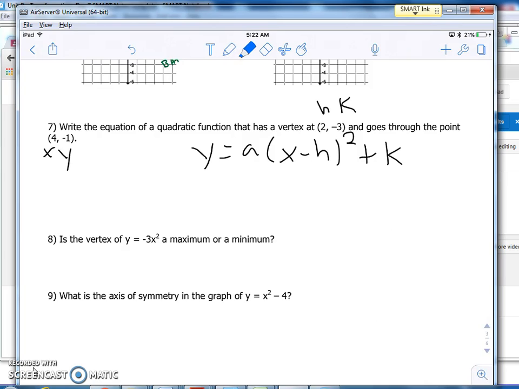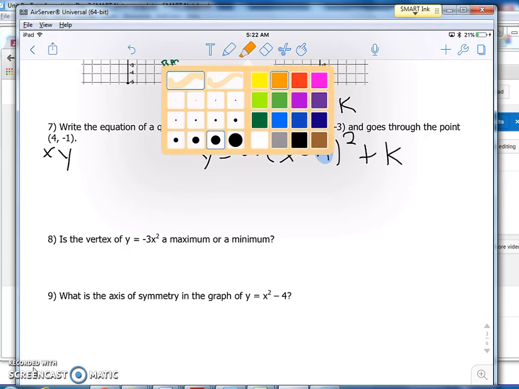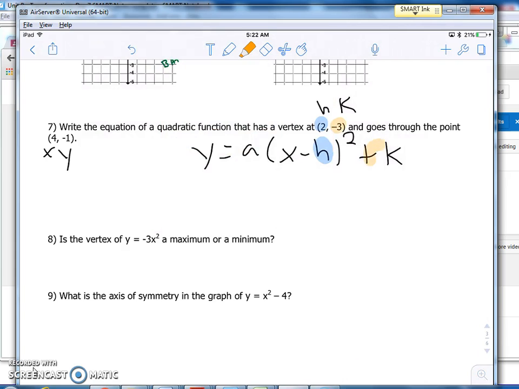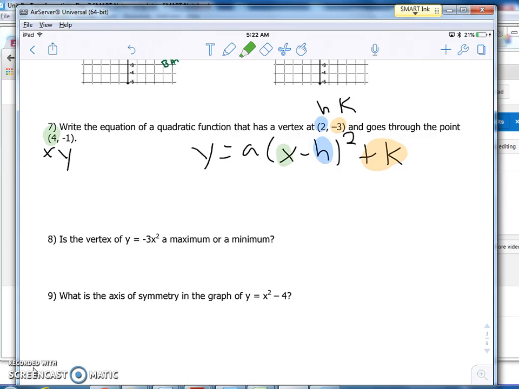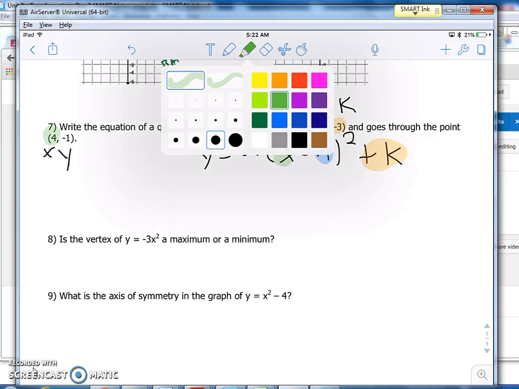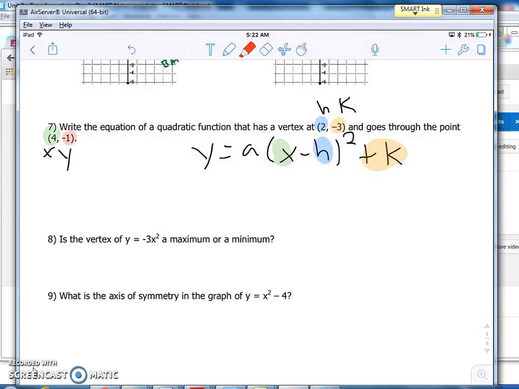So we'll try to use some colors here. If h is positive 2, then a 2 goes right in there. If k is negative 3, then we're going to put a negative 3 in there. If x is 4, for our x value, we're going to put 4. If y is 1, then for our y value, over here, we're going to put 1. Notice that we don't have anything for a, so we're going to have to solve for a, and then rewrite the equation.